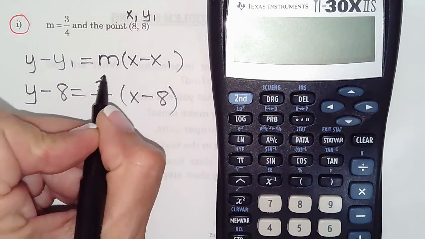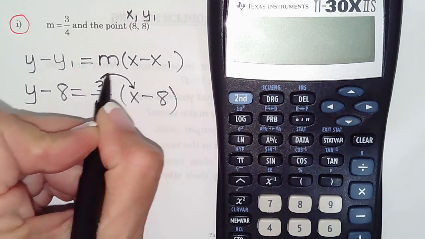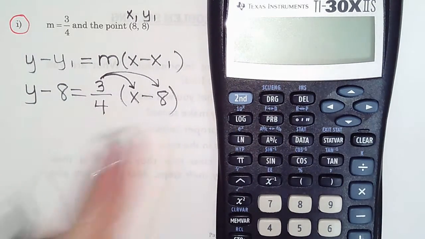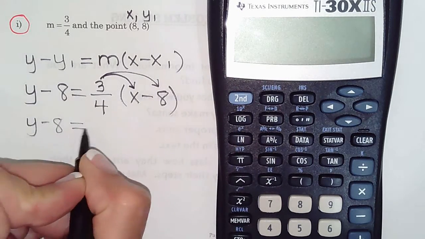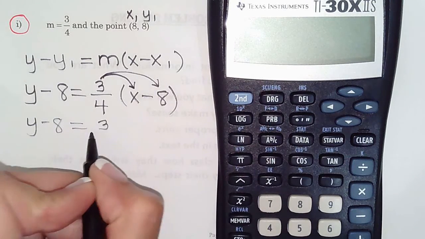So for this, we're going to have to distribute, because remember, we can't add that over until we distribute. So this is going to be y minus 8 equals 3/4 x.